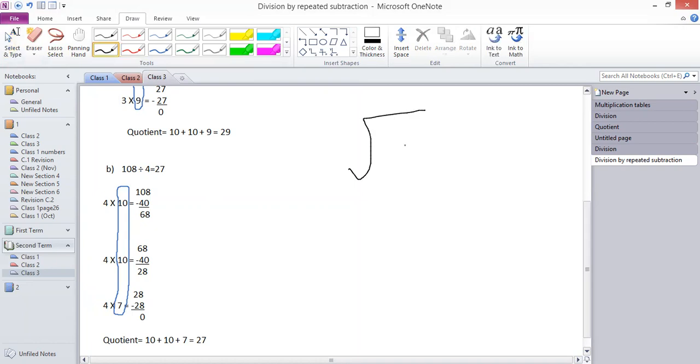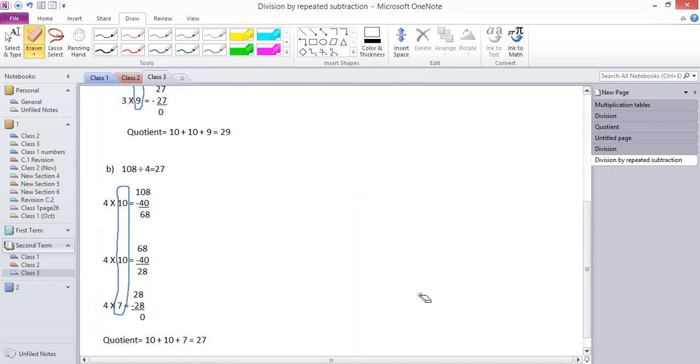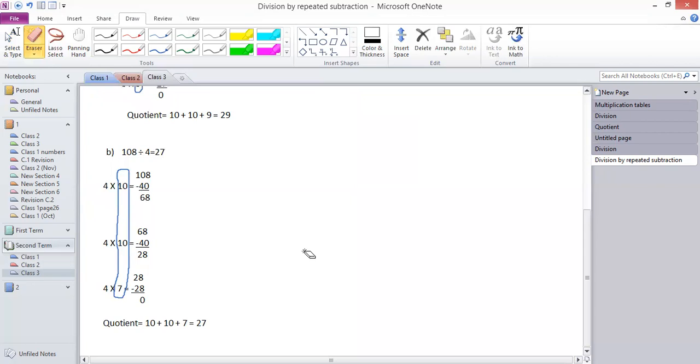I can also show you here by long division. 108 divided by 4. 4 multiplied by 2 is 8. Minus 8 from 10, 2 is left. 8 comes down. And 4 into 7 equals 28. So look, this is also 27. Whichever way you use, you will find the same answer. If your answer is not the same, that means you made a mistake somewhere.